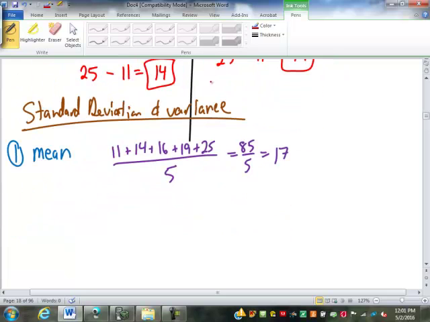Step 2 is to subtract the mean from each.